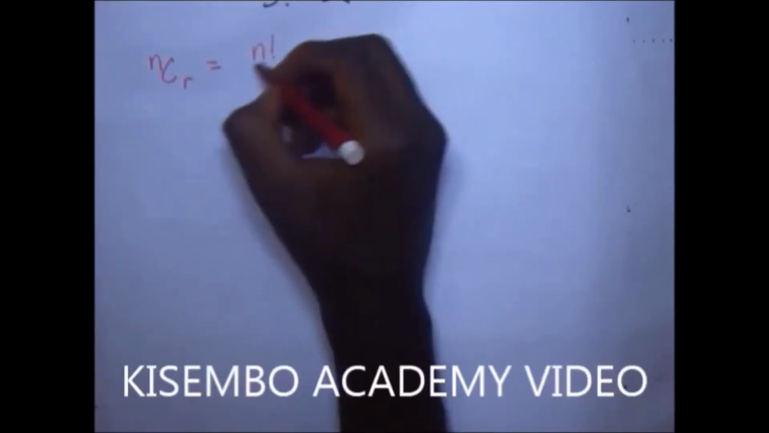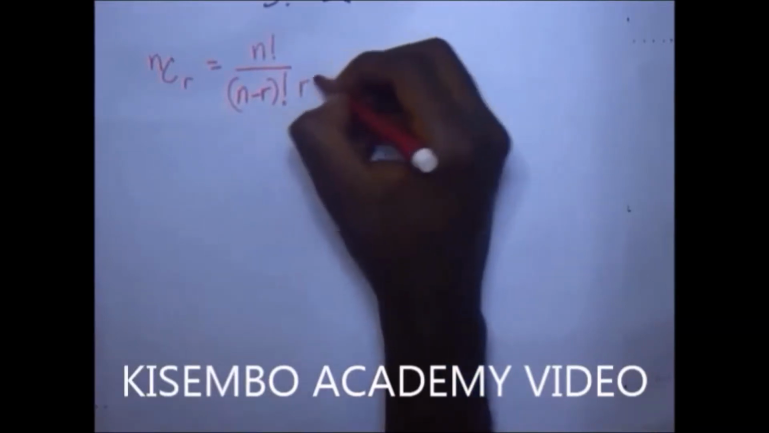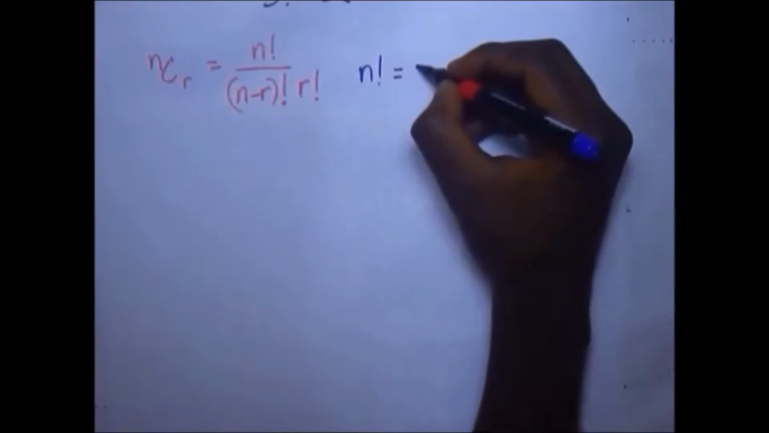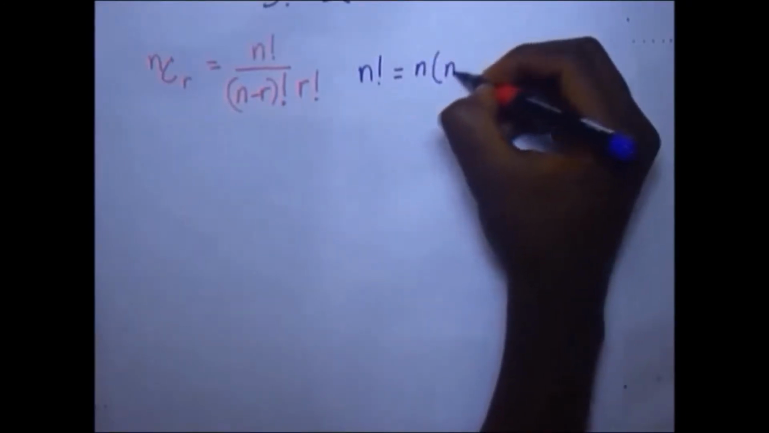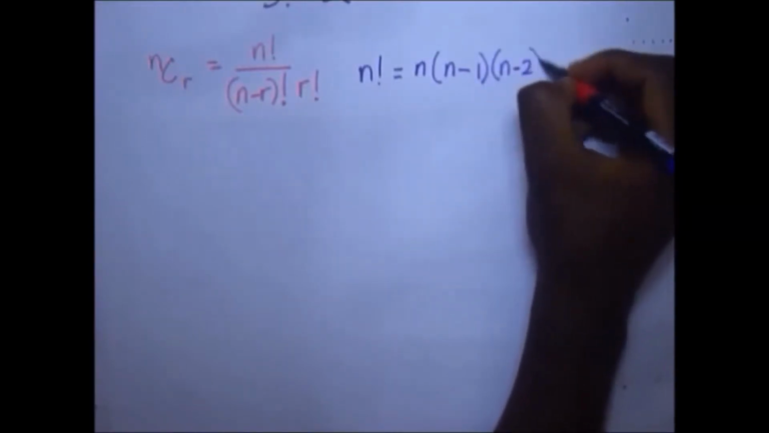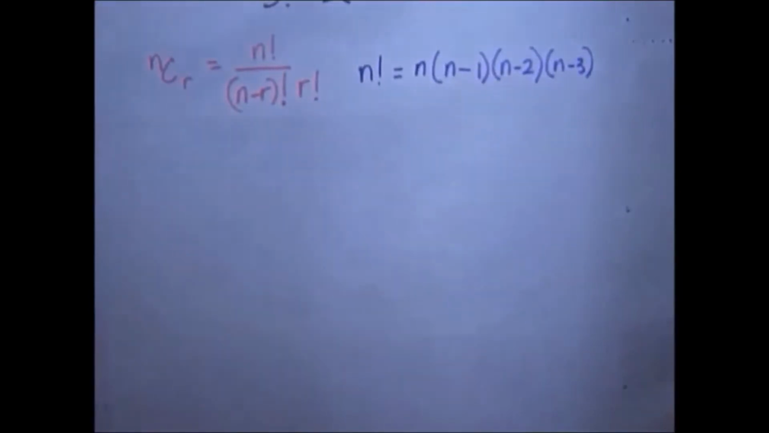Now from here you should know that n combination r is equal to n factorial over n minus r factorial times r factorial. What do I mean by factorial? By factorial, I mean n factorial is the same as saying n times n minus 1 times n minus 2 times n minus 3 and so on until the value of n diminishes to 1.